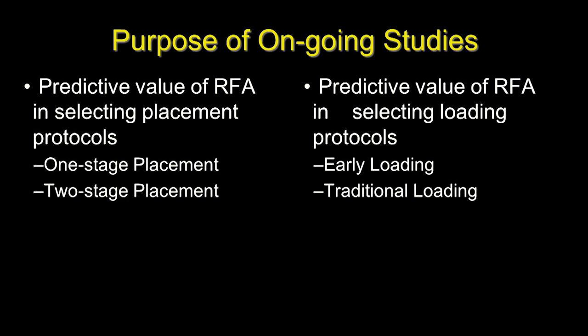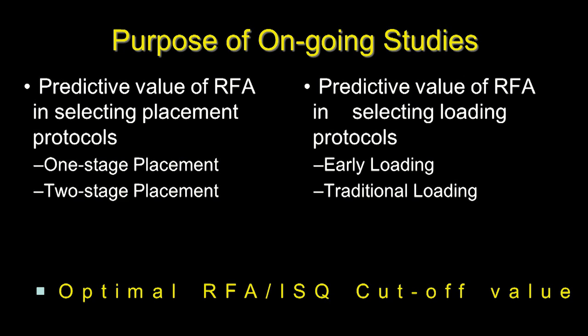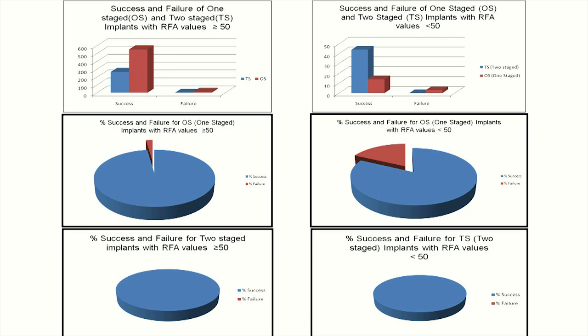As you saw with our previous speaker, there are many studies going on that look at early loading, whereby the implant is loaded with a prosthetic crown or restoration after 4 to 6 weeks. And what we're really looking for is the cutoff value or the cutoff number that we see when we take our ISQ measurement. And so from that initial study, you can see very clearly that depending on the loading protocol and depending on the placement protocol, we do see some significant failures with a specific approach.